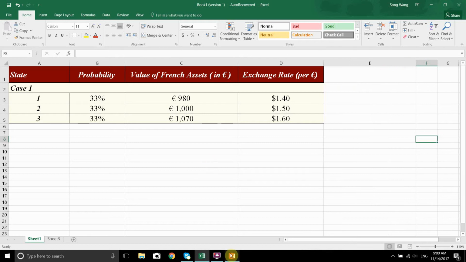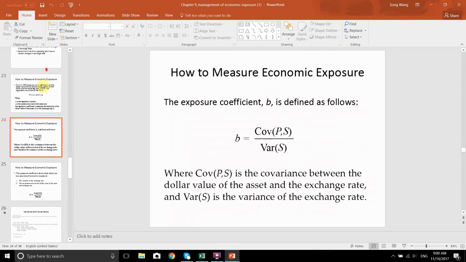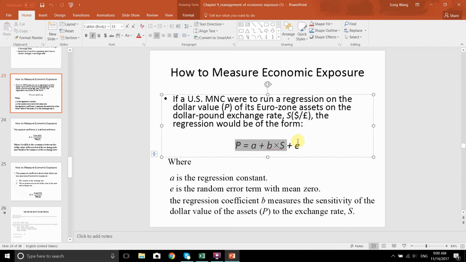If we want to find out the economic exposure, we're going to follow this estimation. P is a dollar value. Very important, it's the dollar value, not euro value. It's the dollar value of your cash flow. S is the exchange rate, and beta is the coefficient. Economic exposure basically is this beta.